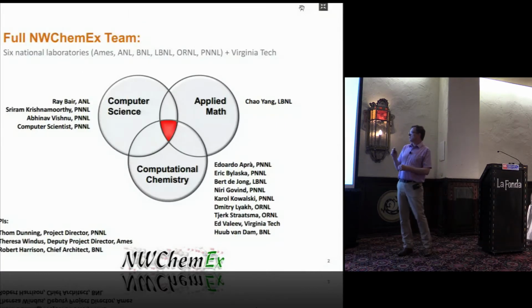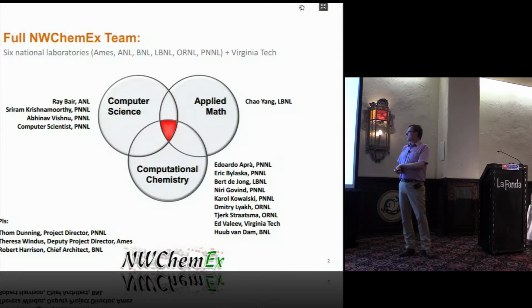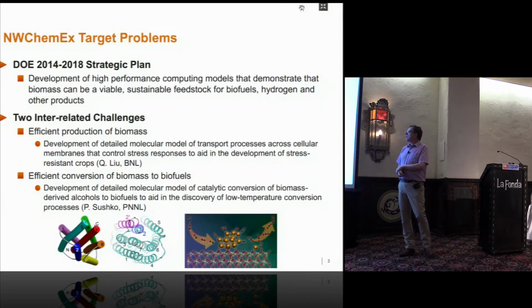Here's the team. It's a large team spanning 6 national labs, and then also with a footprint at Virginia Tech, where we have Ed Valeev, a very talented computational chemist. And as you can see, we span all the space in the traditional model for computational science in a SciDAC sense.